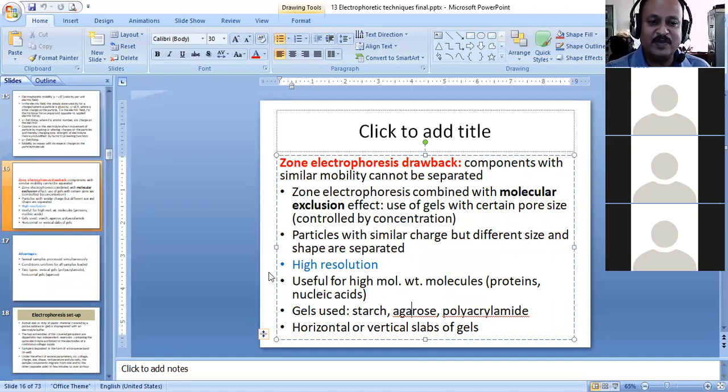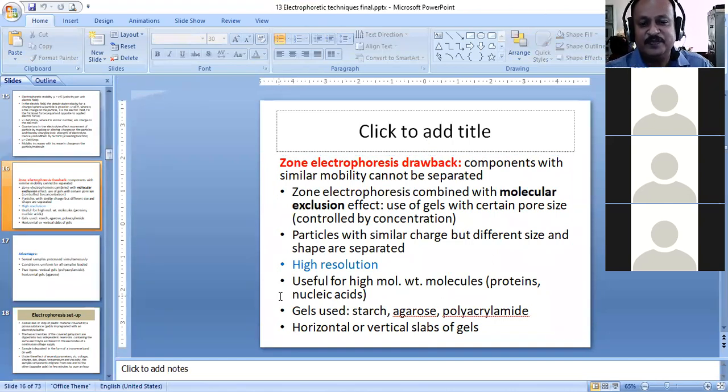Have you studied this before? Horizontal and vertical? Yes, how many of you know? Horizontal is the one where we make the well and normally use it, the vertical one we don't use. Do you know the vertical one? No sir. Okay, vertical, I think maybe you are not very well aware. Anybody wants to say something?